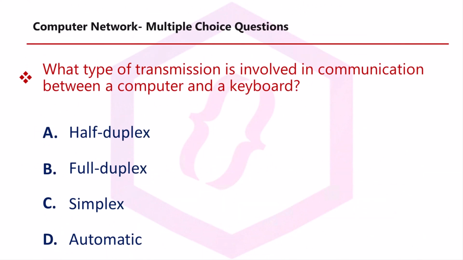What type of transmission is involved in communication between a computer and a keyboard? Option A, half duplex. Option B, full duplex. Option C, simplex. Option D, automatic. And the correct answer is option C, simplex.